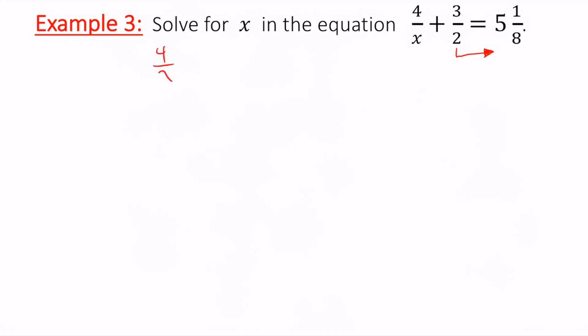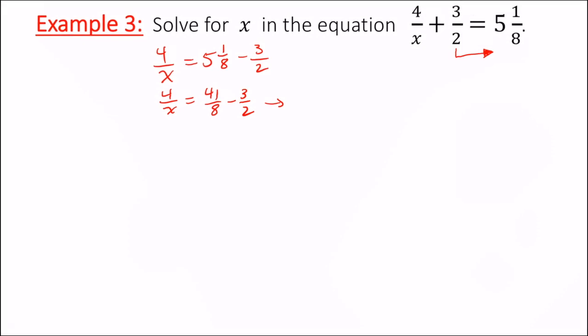So we've got the 4 over x. We don't really know what to do with that yet, but we're going to move that 3 over 2 to the right hand side of the equation. Since it's positive on the left, it'll be negative on the right hand side. And I'm going to change 5 and 1/8 to an improper fraction to make this look a little better. That would be 41 over 8 minus 3 over 2.